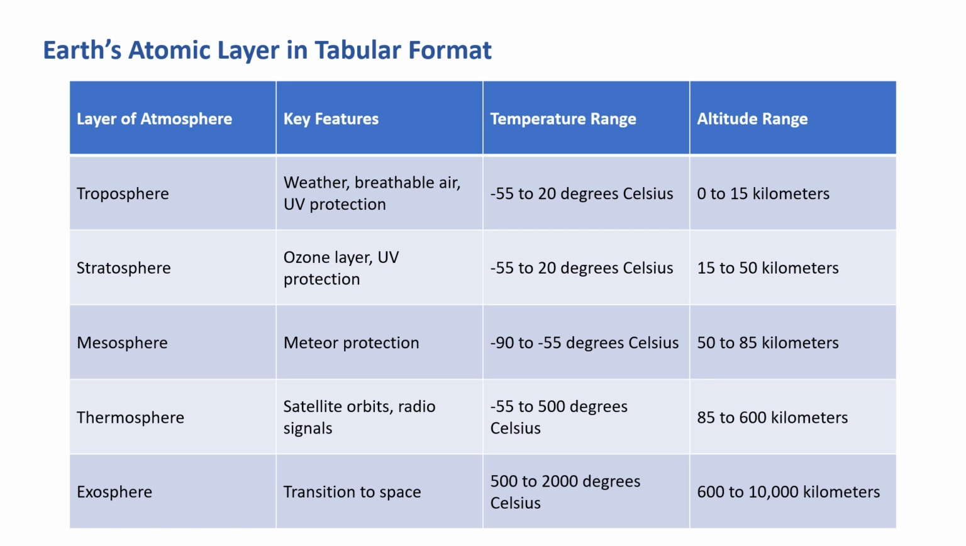And the exosphere, which is the outermost layer of the atmosphere. What is the key feature? It is the transition to space. The temperature range is 500 degrees Celsius to 2000 degrees Celsius, and the altitude range is 600 to 10,000 kilometers. Okay, this is the tabular format of the layers of atmosphere.